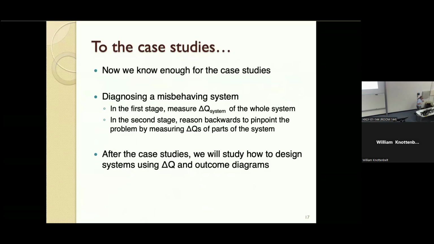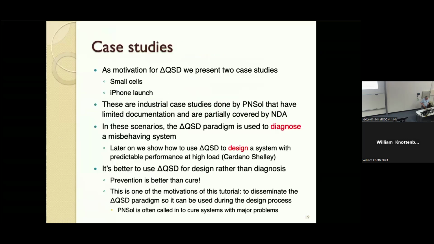And now we go to the case studies. Okay, so in the case studies, we're going to be diagnosing a misbehaving system. So these are industrial case studies where some huge company had a system and it wasn't behaving right. So they brought in PNSol to diagnose, basically to be like Sherlock Holmes, figure out what's going wrong and fix it, okay? But there's of course another way to use delta Q, which is to design systems, which is actually better than diagnosing misbehaving systems. But these systems were actual industrial systems. Let me show two case studies now.